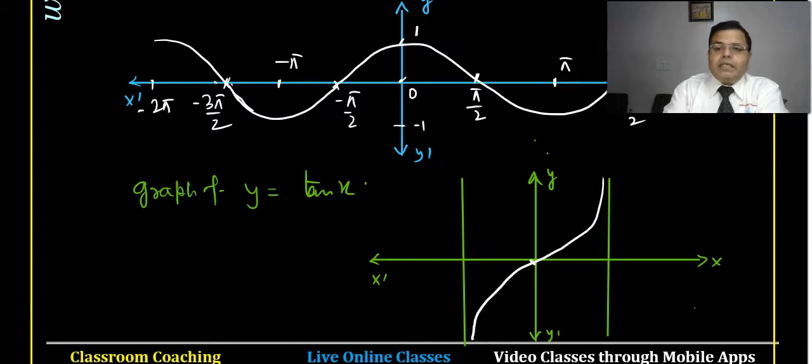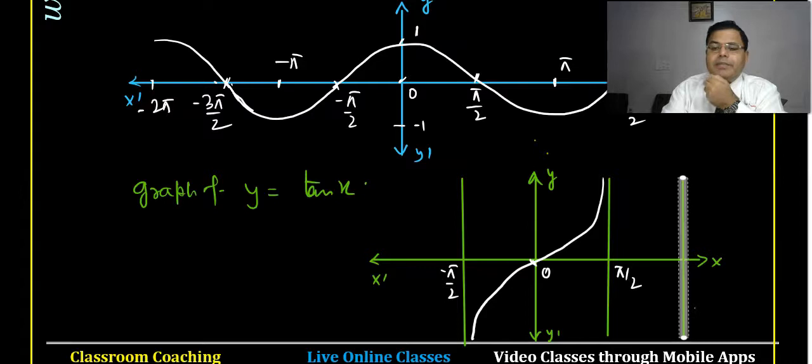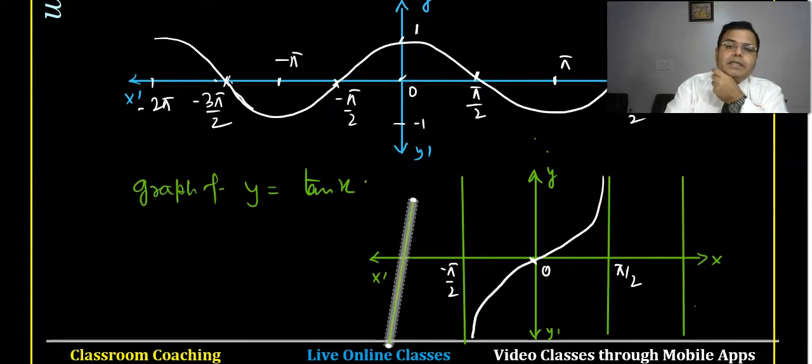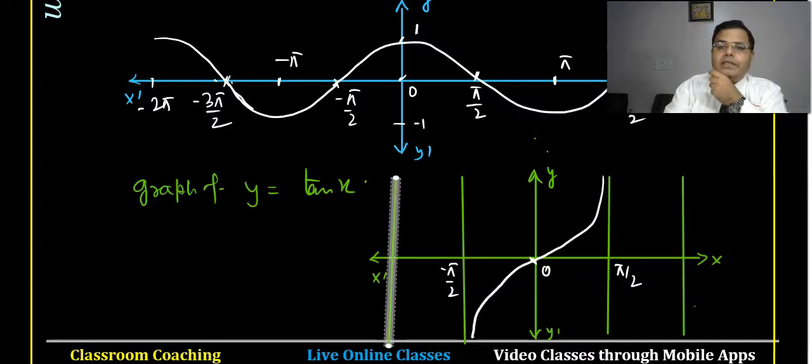It looks like it touches infinity. So this is pi by 2, this is minus pi by 2. Again, if you draw another line, then this will be pi by 2, and pi, and again pi by 2. So a similar graph will be there. Again, it will be another line like this, and the graph will be between minus pi by 2 to pi by 2. It's like this.